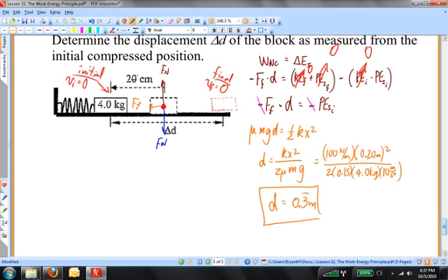So, we now have a new powerful tool, the generalized work energy principle. The work energy principle says that the non-conservative work is equal to the change in the total energy, and we can use that to solve a wide variety of problems. That's it.